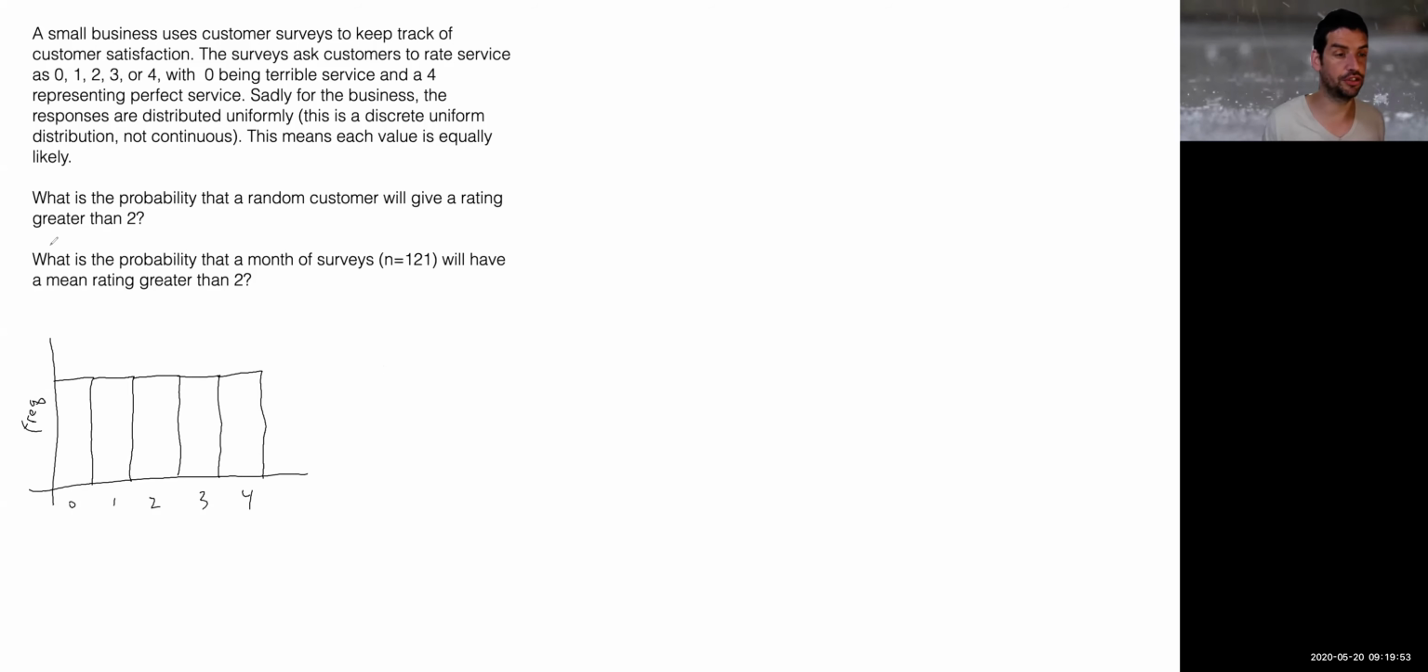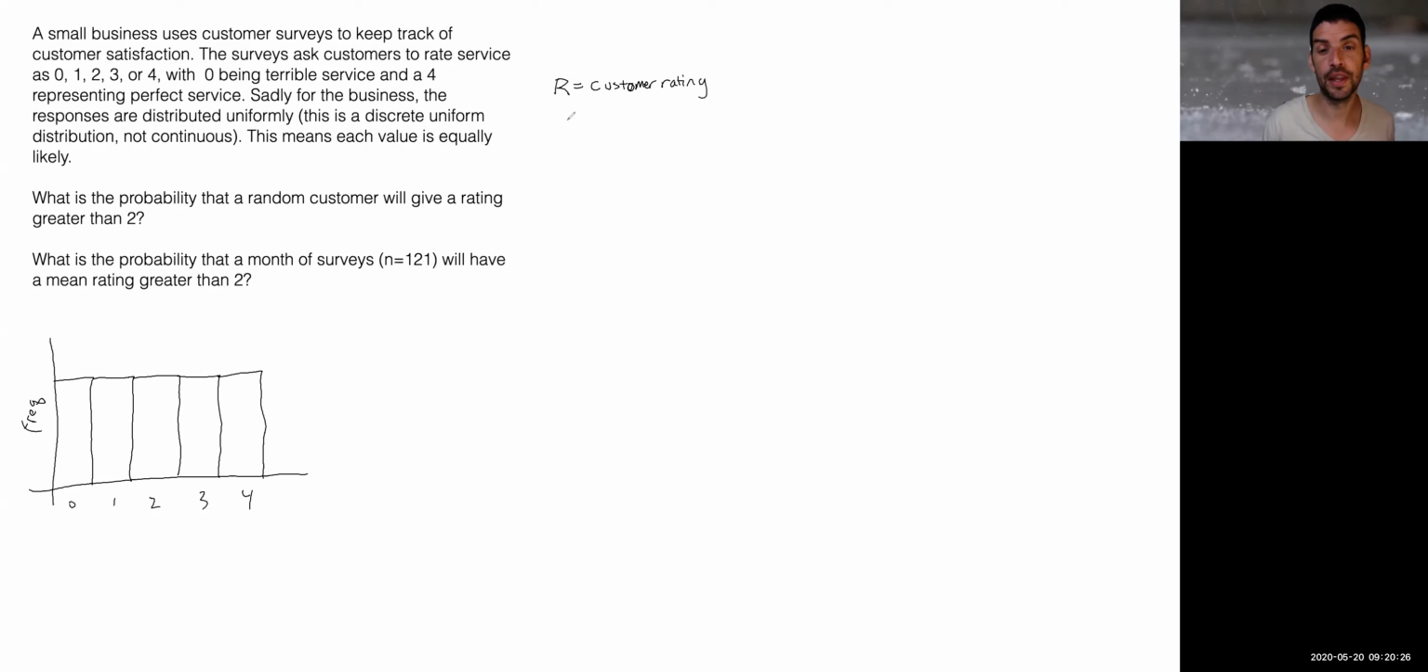And then there are 2 questions. The first one: what is the probability that a random customer will give a rating greater than 2? So let's start by giving ourselves a random variable and then answering the question using it. I'm going to take R to be the random variable, the customer rating. So a customer comes in, they give their rating, that's the value the random variable takes on.